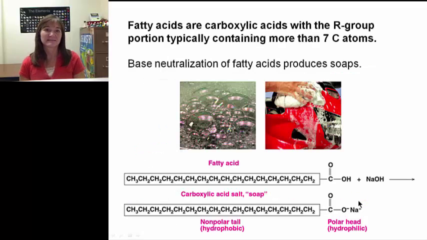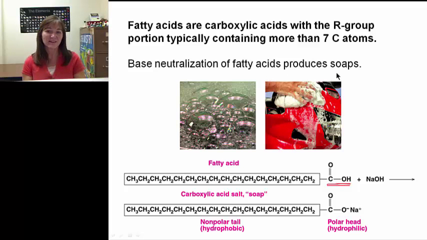Fatty acids. They are simply carboxylic acids where the R group portion typically contains more than 7 carbons. So here, if we look at this, here's my carboxyl group. This just means it's a carboxylic acid, but since the R group has a lot more than 7 carbons, we don't call it a carboxylic acid. Usually we call it a fatty acid.